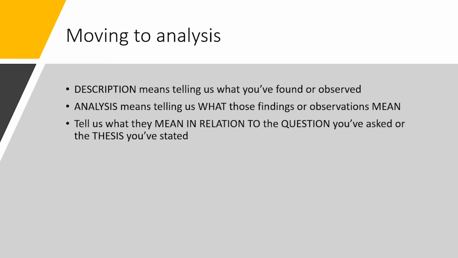So let me reiterate this point before moving on to an example. Description means telling us what you found or what you've observed. That might be patterns, it might be disruptions, it might be anomalies. Analysis means taking the step beyond description to tell us what those findings or patterns or observations mean. And you need to tell us what they mean in relation to the question you've asked or the thesis you've stated. And the higher you go in academics, the more you will also be asked what those findings or observations mean in relation to the current state of knowledge in the field.